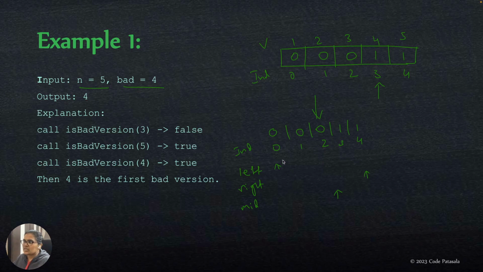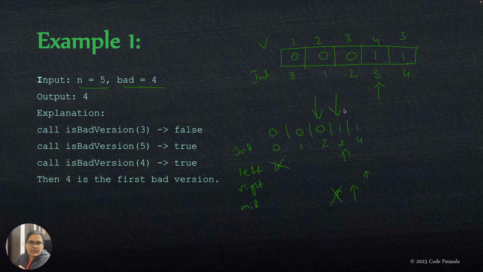So in the next iteration we can move our left pointer to mid plus 1. So our left will come here. Now based on that our mid will be 3 plus 4 by 2, which is again 3, and mid would be here. So now mid is here, left is here. And the array at mid is a bad version, so that means this can be one probable answer.